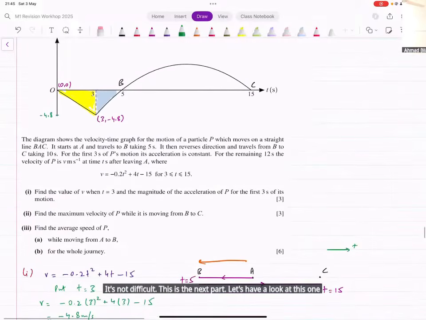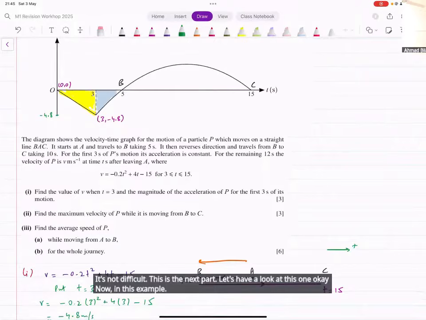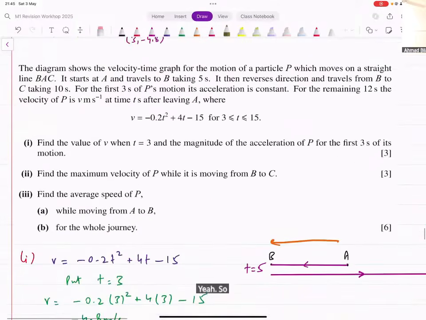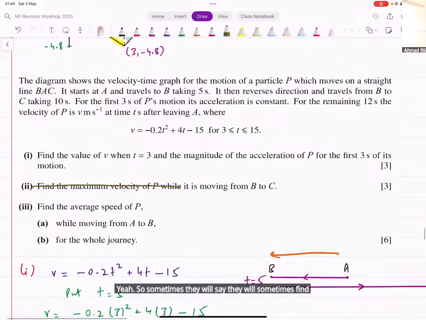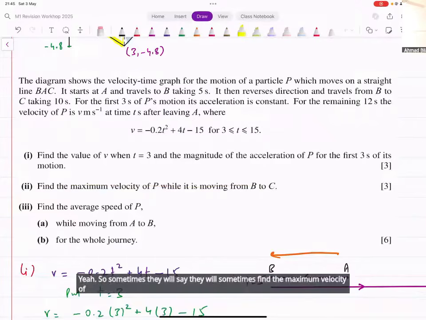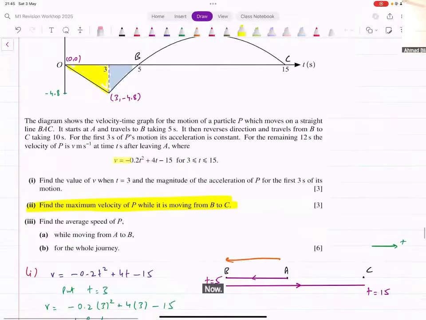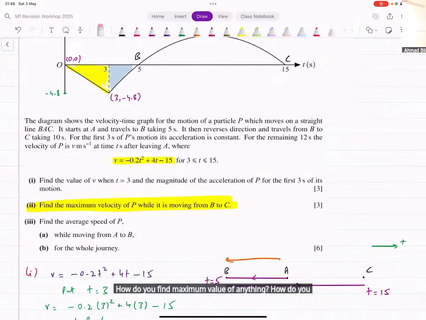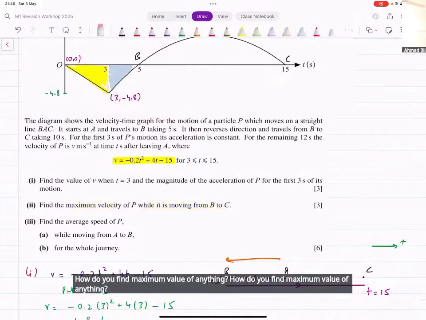Okay. Now, in this example, sometimes they will say, find the maximum velocity of something. Now, you have the velocity function given for that part that they're talking about. How do you find maximum value of anything? Of any function? You find the derivative, and put that equal to 0.